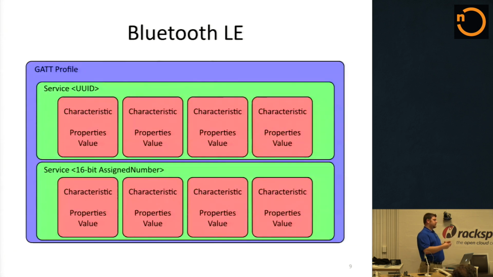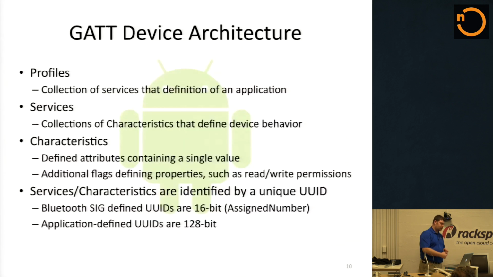And then underneath each service is going to be a group of characteristics. So a characteristic is really just a value with some properties. So, you know, the profile is the health thermometer, and the service is the actual thermometer data, and then the characteristics inside of that would be the temperature value, the temperature units, and maybe some other configuration information, okay? So that's kind of how that would break down in a general case. Okay. And it's the same basic information about the device architecture. I won't go over that again.